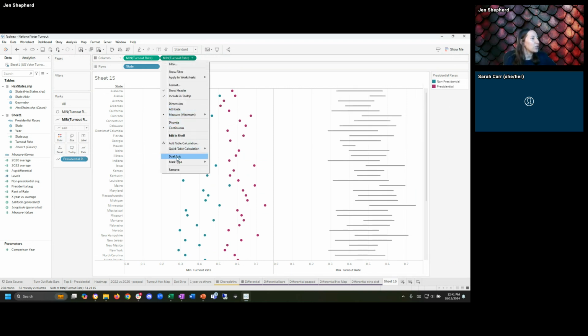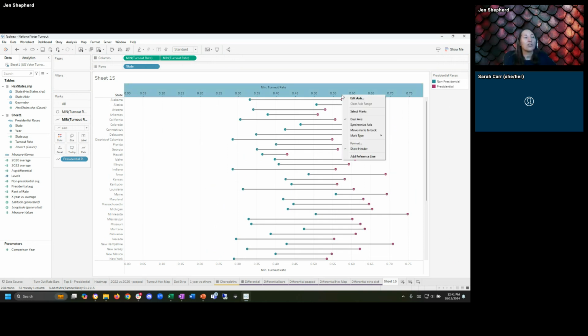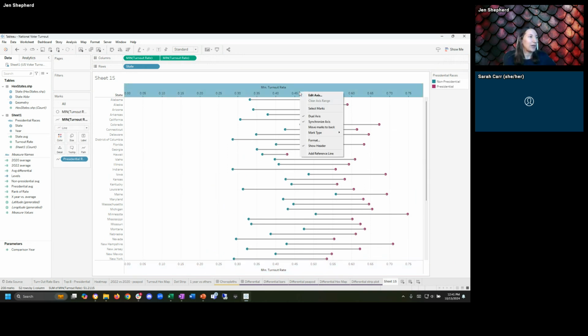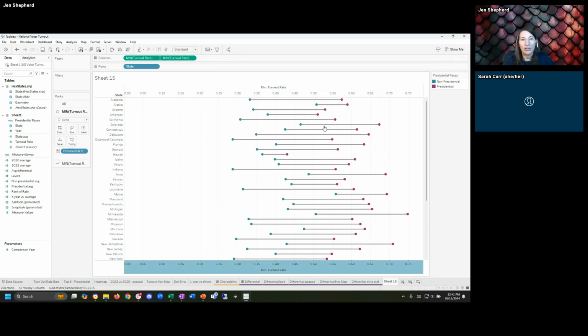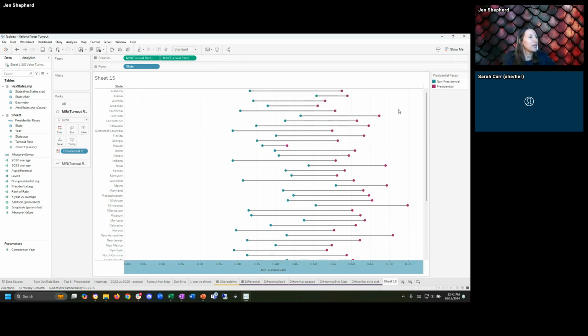Next, I'm going to make this a dual axis. And I want my circles in front of my line. So one thing I can do is click on synchronize axes. Always synchronize your axes unless you have a reason not to, which is rare. And then I can click here to move mark types to back so that my circle now is showing in front of my line. And then I'm going to get rid of this header. I don't need it. And we're really close.